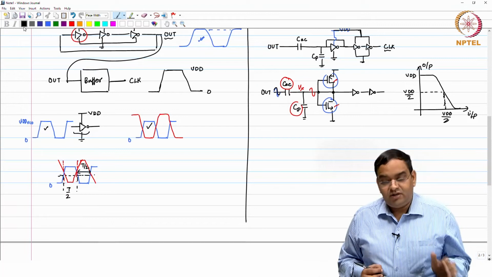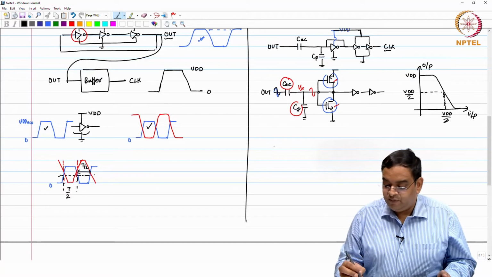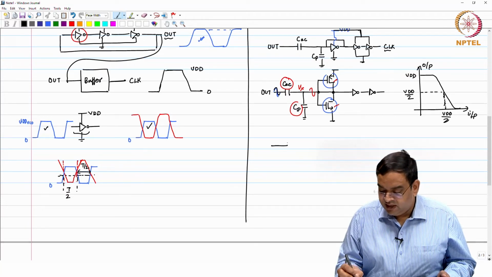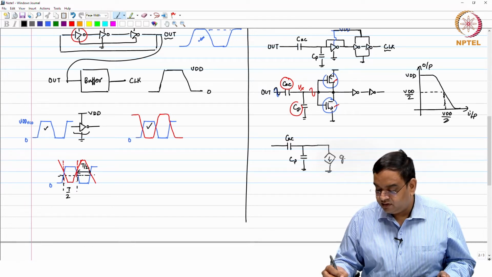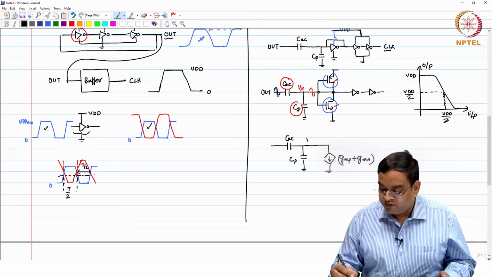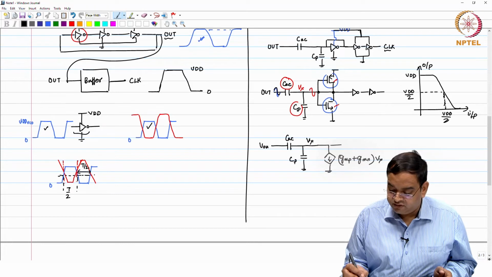In order to find out, I will first assume that I can model this self-biased inverter using its linear model. So, I will have Cp, Cac, and because drain and gate are connected, you are going to get GMP and GMN. I will just write this as GMP plus GMN times Vx. They act as a load, and here it is Vout, the signal coming from your oscillator.